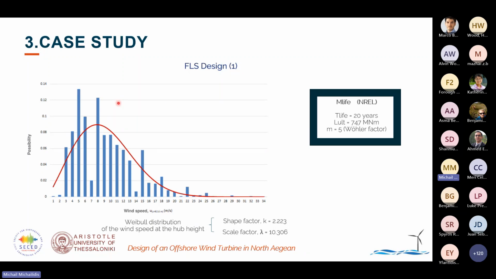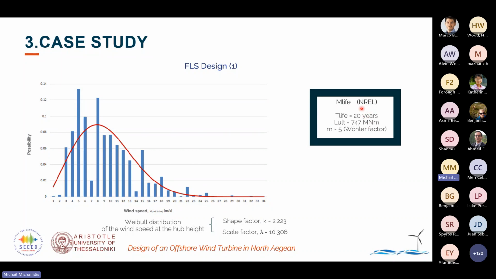So initially, the distribution was more leveled, but the wind distribution that we had at 10 meters above the mean sea level needs to be transmitted to the hub height, and this is why we have these steps in the distribution with this offset on the left. We're using the NREL 5 MW turbine with an ultimate load of 747 meganewton meters at the base of the wind turbine, at the mudline.